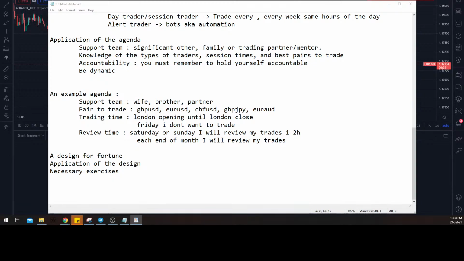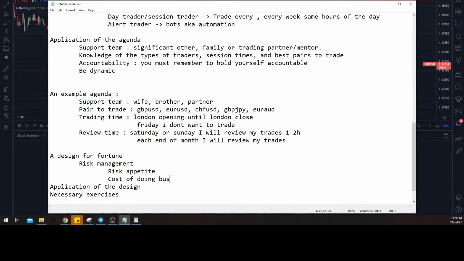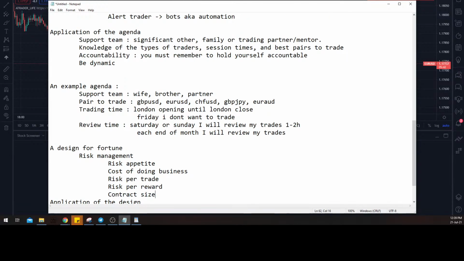So now that we have the trading agenda, it's time to take the next step in building our complete trading plan. We need to set up the risk management rules, learn how to grow the account, and at the same time take advantage of the tools available from both a technical and fundamental point of view. In the design for fortune, we are going to have the risk management, and in the risk management is going to come the risk appetite, the cost of doing business, risk per trade, risk per reward, and of course the contract size.